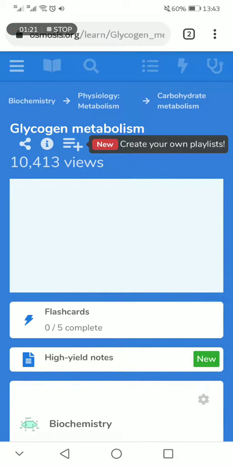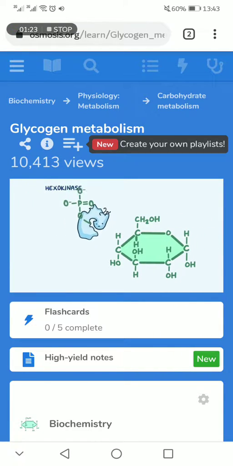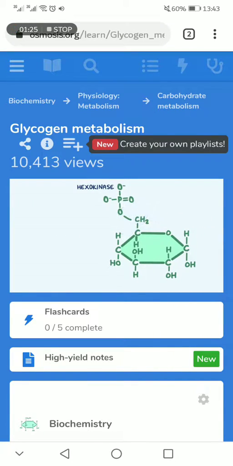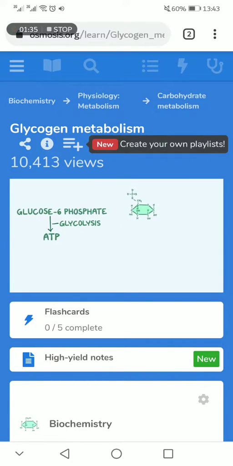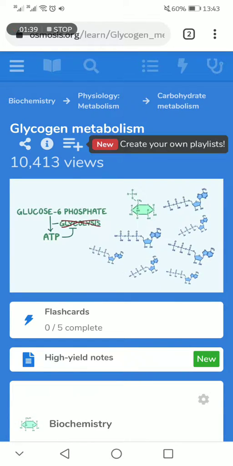Inside the cell, an enzyme called hexokinase adds a phosphate group to its 6th carbon, creating glucose 6-phosphate. Then glucose 6-phosphate is broken down during glycolysis, making ATP as a byproduct. Over time, ATP levels start to rise and that inhibits certain enzymes in glycolysis. When that happens, the extra glucose 6-phosphate can be used to make glycogen, and that usually takes place in the liver and muscle cells.